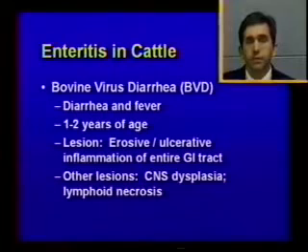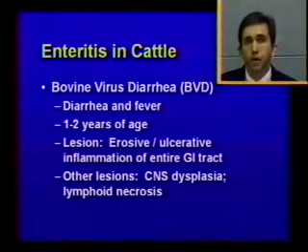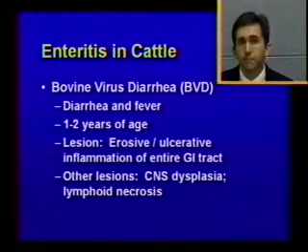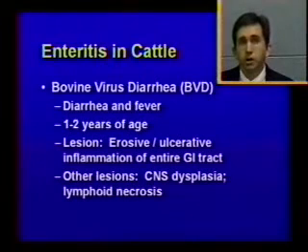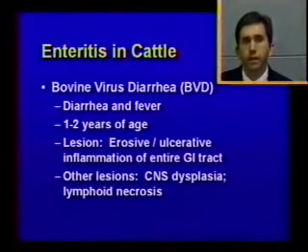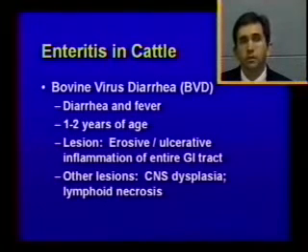Enteritis in cattle has several causes. The most notable probably is bovine viral diarrhea virus, or BVD. The condition is known as BVD, and the agent is known as BVD virus. It causes diarrhea and fever. It usually affects young animals and can cause ulcers and erosions in the oral cavity and the intestinal tract. Really, the entire gastrointestinal tract can be affected: the esophagus, the abomasum, omasum, reticulum, small intestine, and large intestine. And this is just the tip of the iceberg on what this agent can cause.